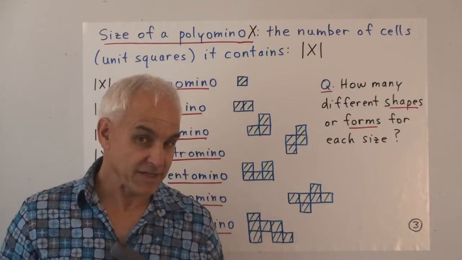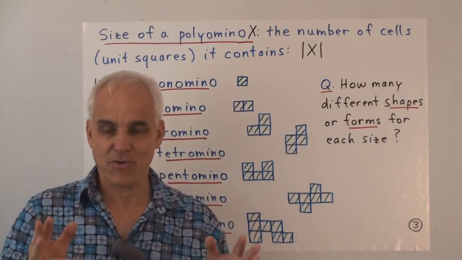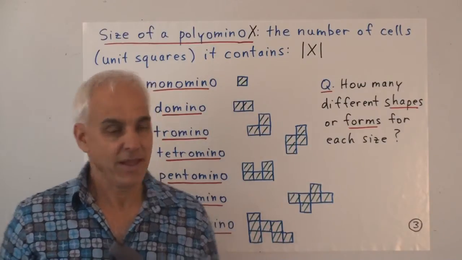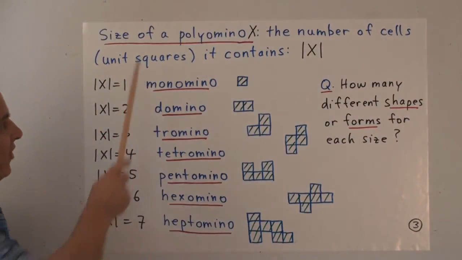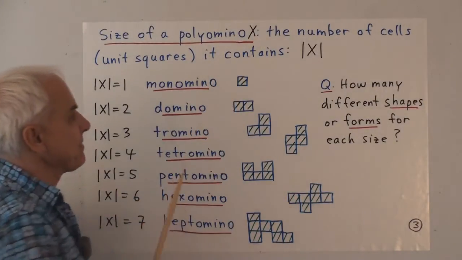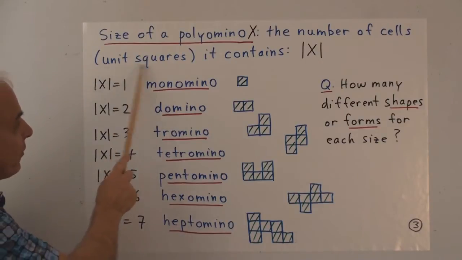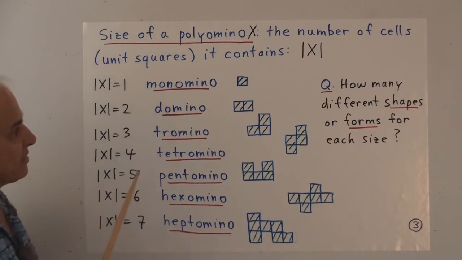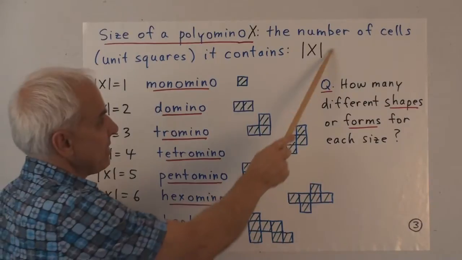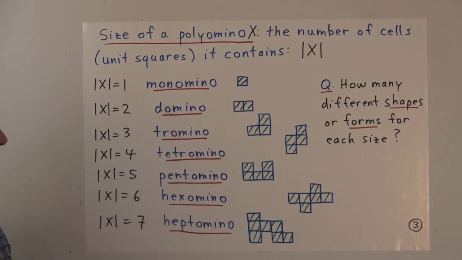So before we start investigating these different types of polyominoes, we need a little bit of a criterion for how to distinguish them. And the most obvious one is the size of the polyomino. If we have a polyomino called X, then we'll say that its size is the number of cells, or unit squares, that it contains. And this is the symbol that we'll use to denote the size of X.